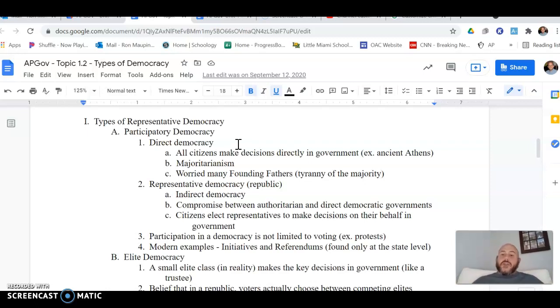We go with majority rules, and that idea of majority rules sounds reasonable, seems to make sense. You're making decisions that most people want. But there is a downside to majoritarianism, and the founders certainly had issues with it. The founding fathers worried about a potential tyranny of the majority if we created a government that catered to the desires of the majority in every circumstance.